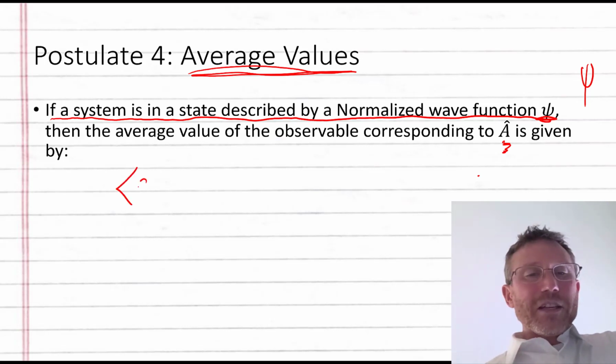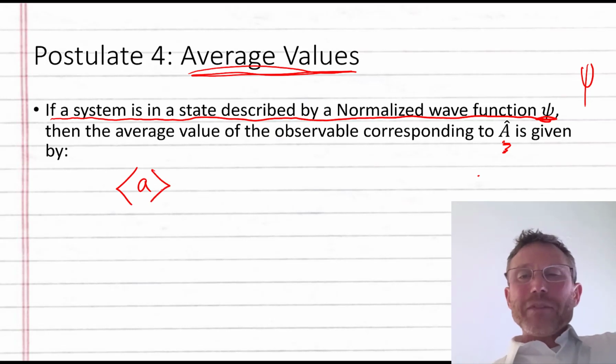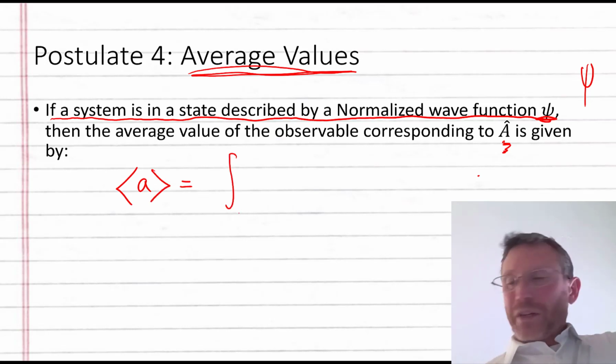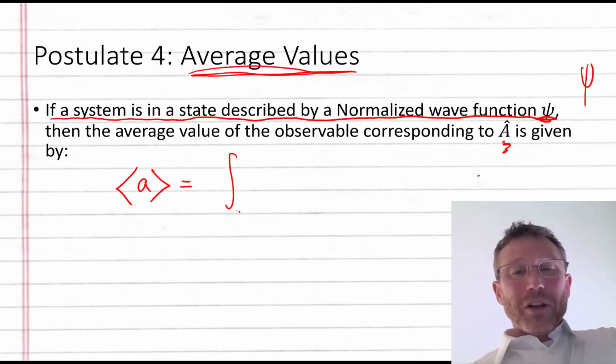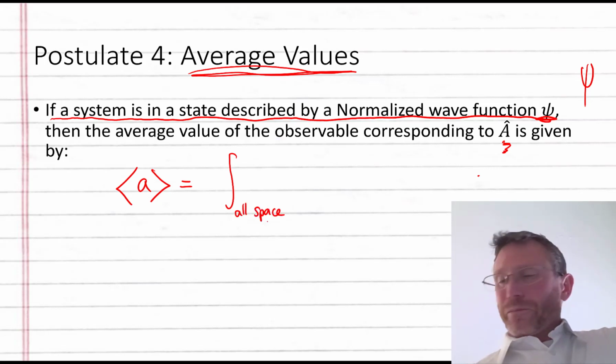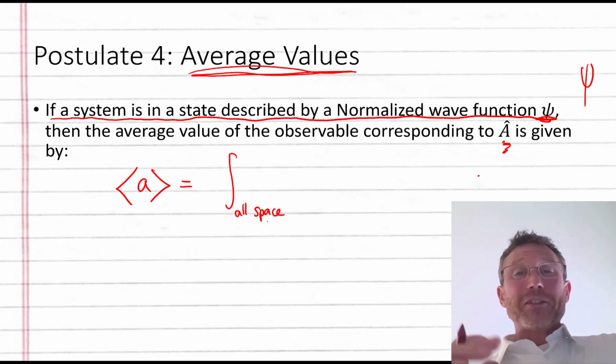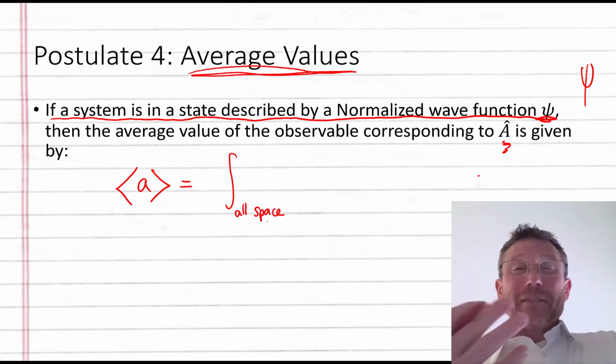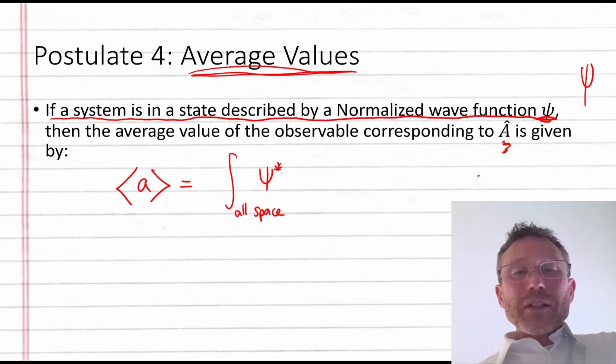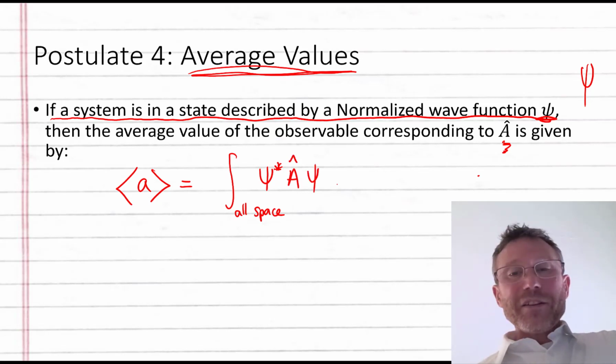So here's our symbol for the average value, and that's equal to, we're going to integrate here, for example, over all space. Note that even with a particle in a box, we can consider all space. We just know that the particle's in the box because outside of the box, that's still all space, but we have an infinite potential. So all space kind of covers everything for us. Here's our complex conjugate of the wave function. Here's our operator. Here's our wave function itself.